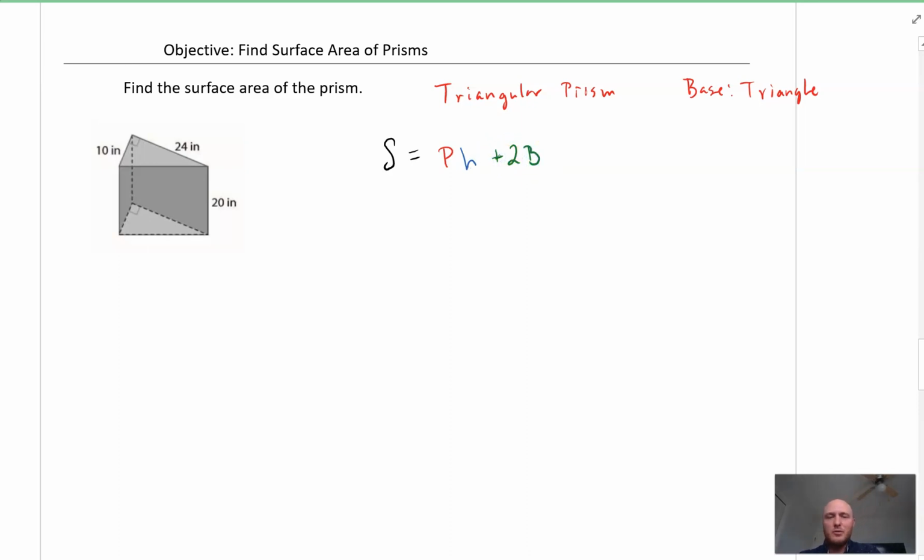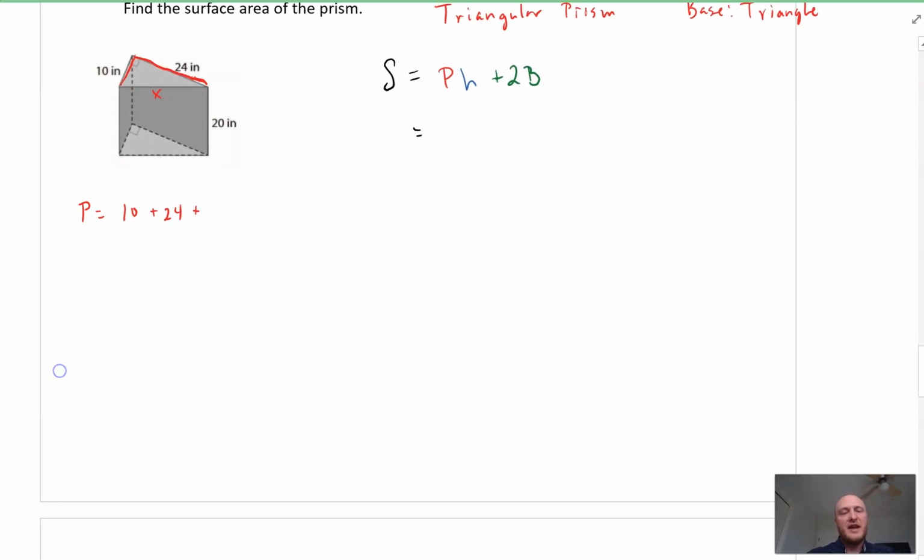Right, so what we need to do is go ahead and identify what these particular values are. P. Remember that P is the perimeter of the base, and perimeter is just the outside. P is the perimeter of the base. So here is my base object, 10 inches plus 24 inches, plus, well, I don't have this side. I don't have that hypotenuse.